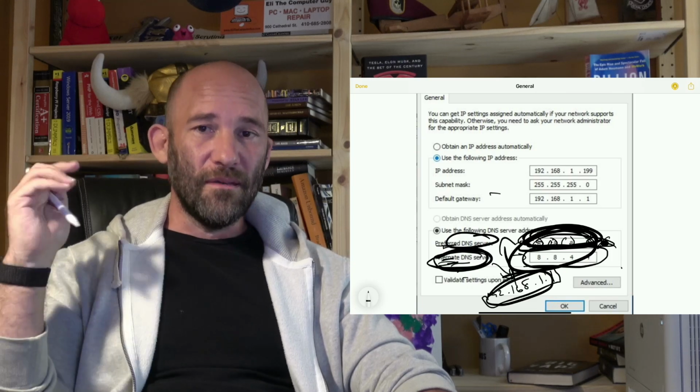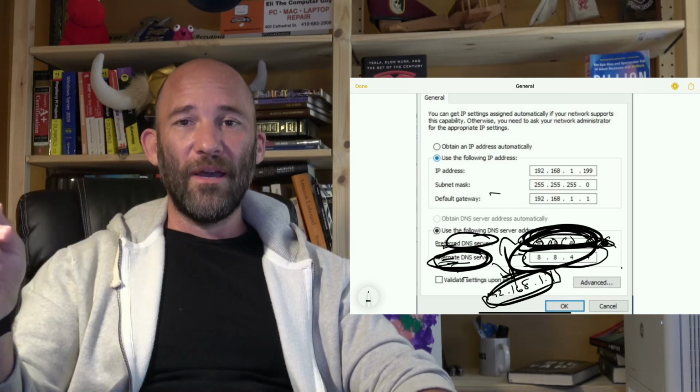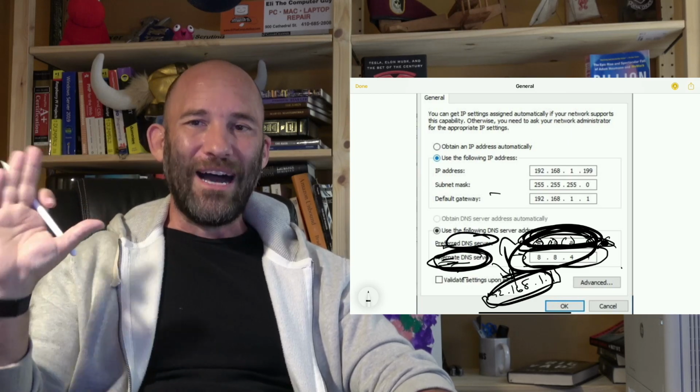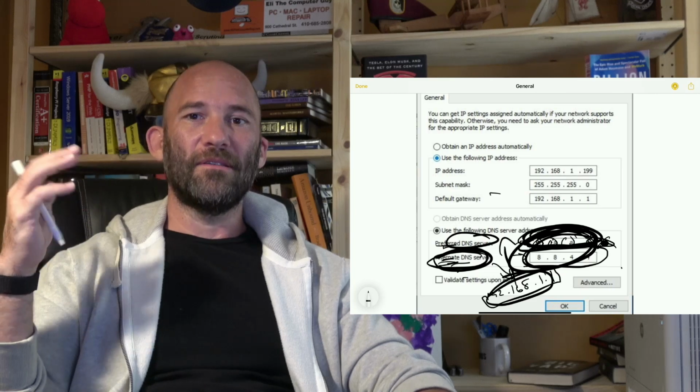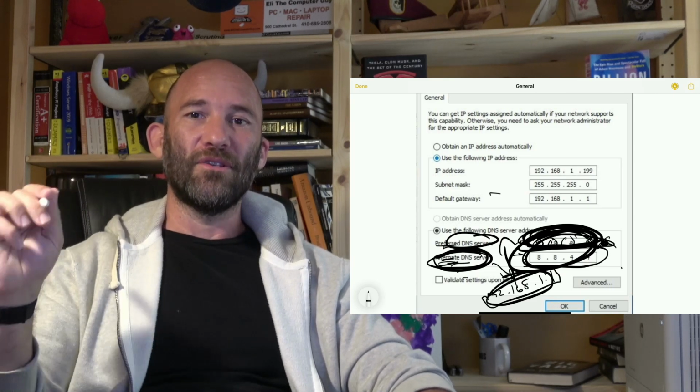But all this does is the DNS server maps fully qualified domain names, human readable names, to IP addresses, and this is the configuration within your IP address scheme where you actually say where those DNS servers are.